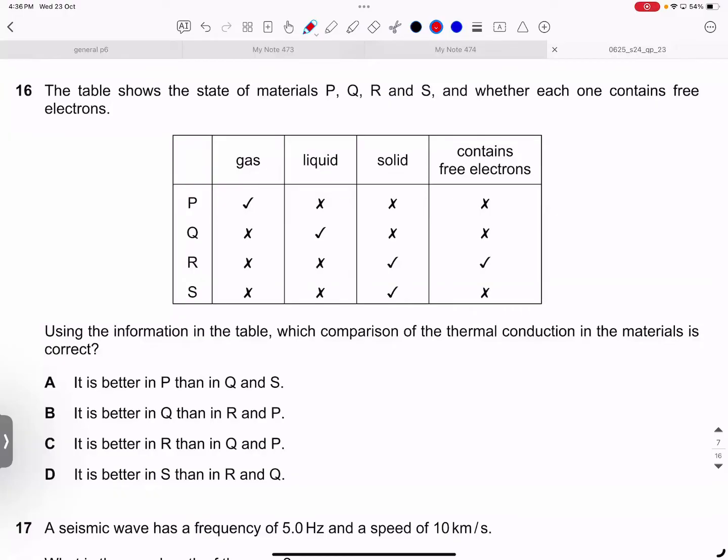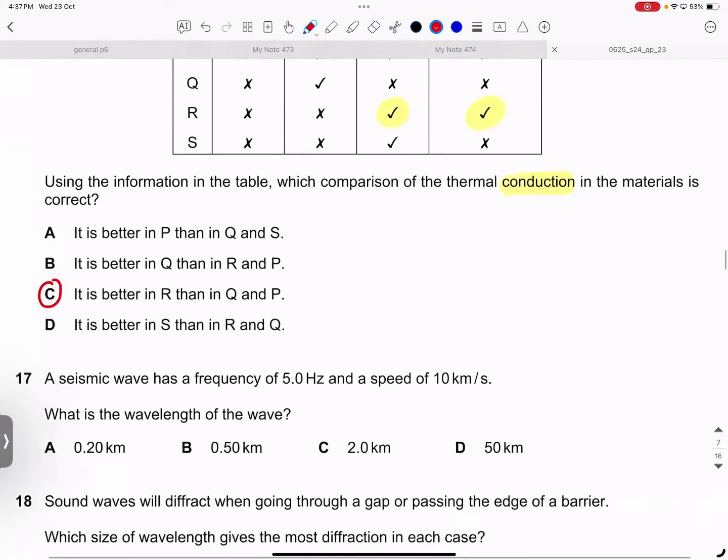Using the information, which comparison of thermal conduction in the materials is correct? First of all, conduction is best certainly when there are free electrons. Conduction is better when there are free electrons, and it is a solid. So certainly it is better in R than in Q and P. Easy question.